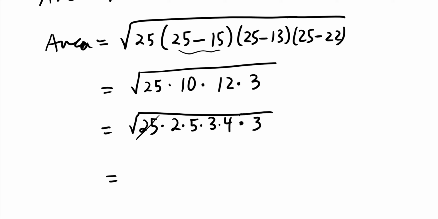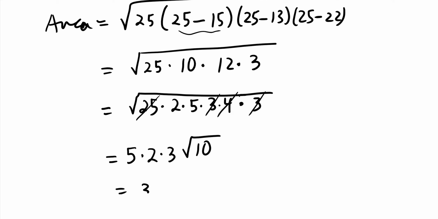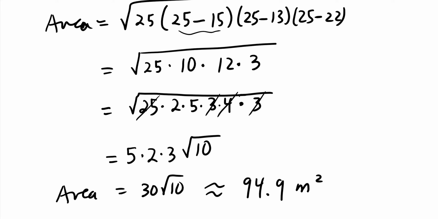Now the 25 comes outside as a 5. The 4 comes outside as a 2. These two 3s, they come outside as one 3. And that will leave 2 times 5, 10. So that gives us 30 square root of 10. So an answer like this on a test, that would be perfect. But if you like to know what is this on the calculator, that's 94.9 meters squared, rounded to 1 decimal place. So either one would be fine.